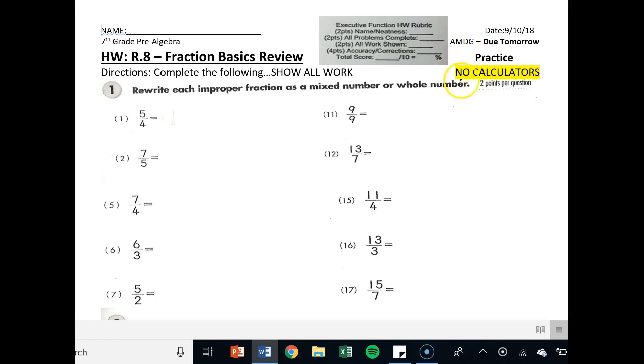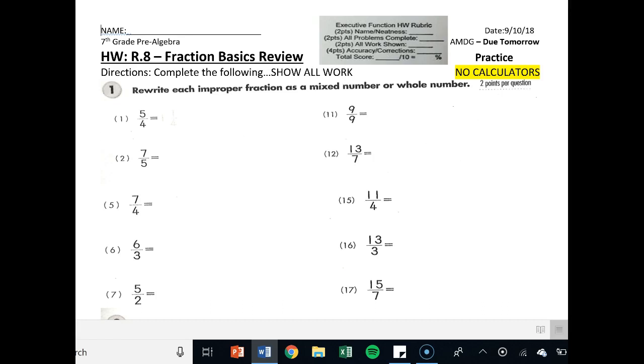It's practice homework. It's due tomorrow and no calculators. So sorry about the numbers. They kind of skip all over the place, but we'll just call this Section 1. So Section 1, Problem 1, it says rewrite each improper fraction as a mixed number or a whole number.